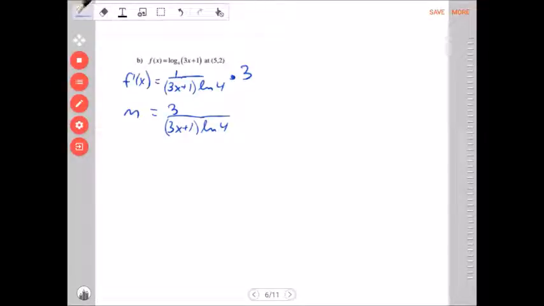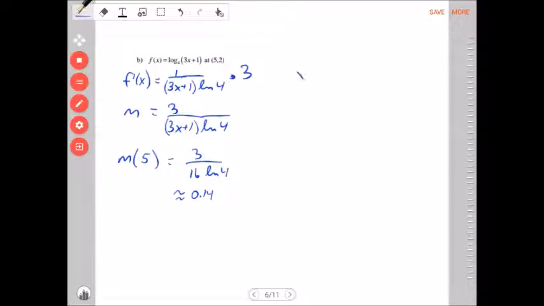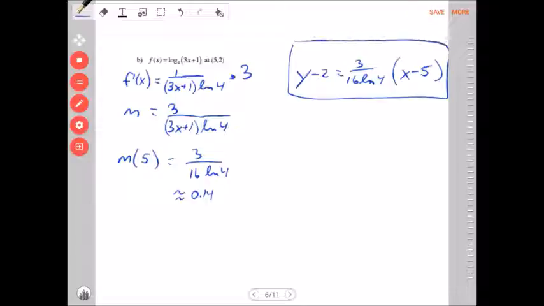We want the slope at x equals 5. So that is 3 over, okay, 3 times 5 is 15, 15 plus 1 is 16, so 16 ln 4. Okay, so that's the slope, and we're going to leave it at that. But just for the fun of it, that's about 0.14. So our equation is y minus 2 equals 3 over 16 ln 4 times x minus 5. So that is the equation of the tangent line.